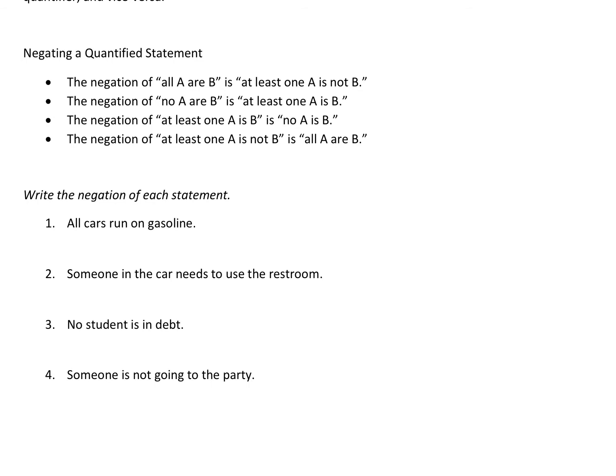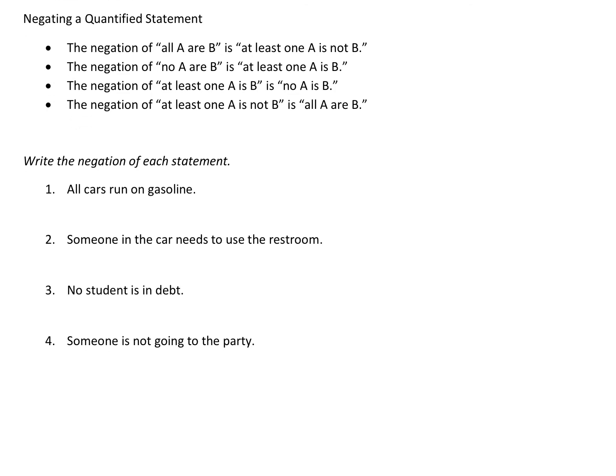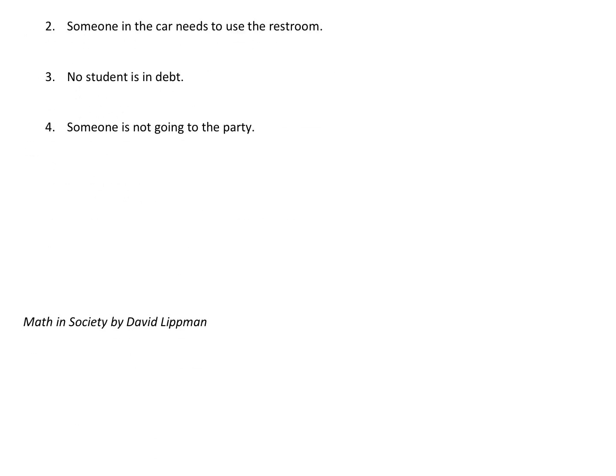And the negation of at least one A is not B is that all of them are. So again, remember the at least ones are negated by none or all. And the none or all are negated by at least one. So we've got 4 statements here.